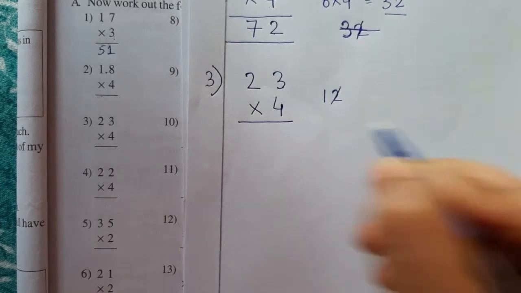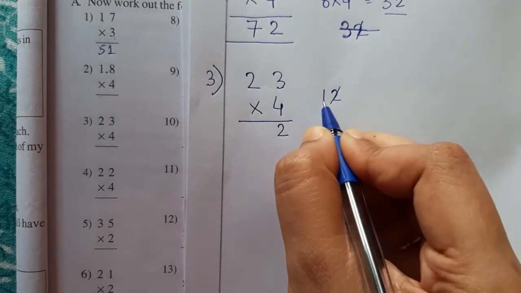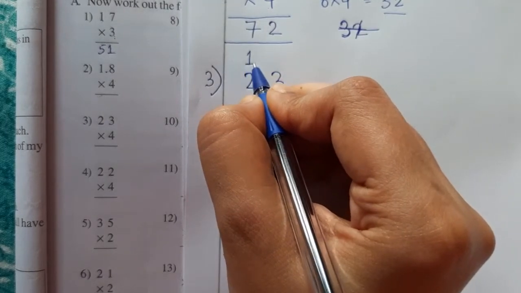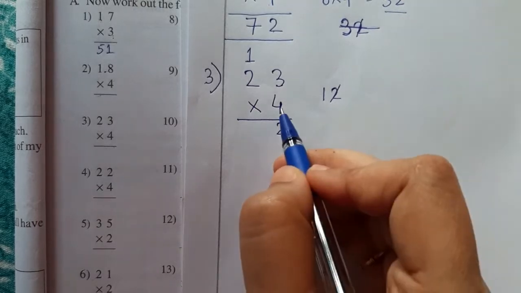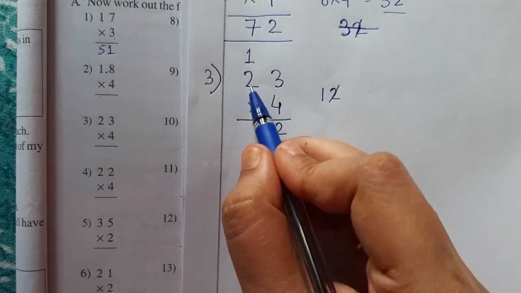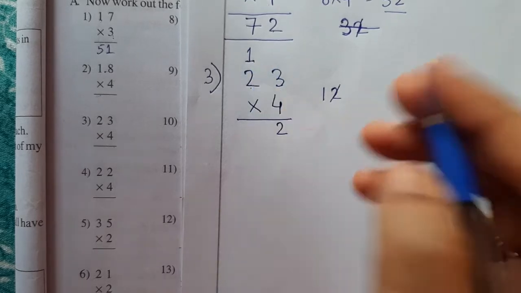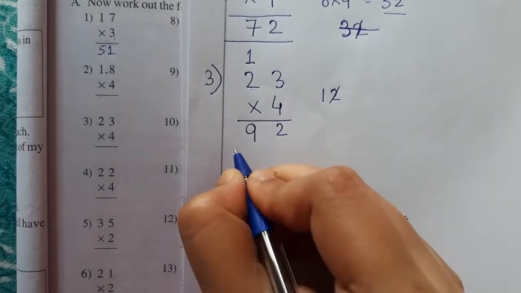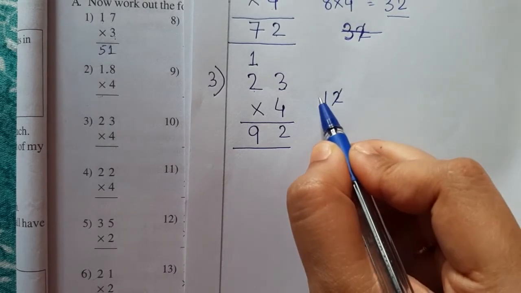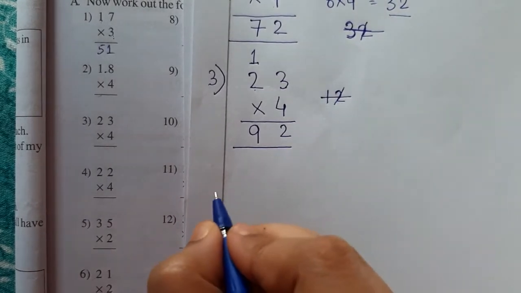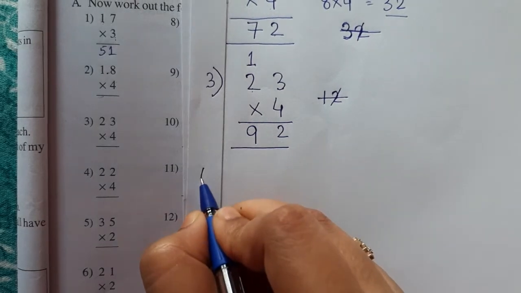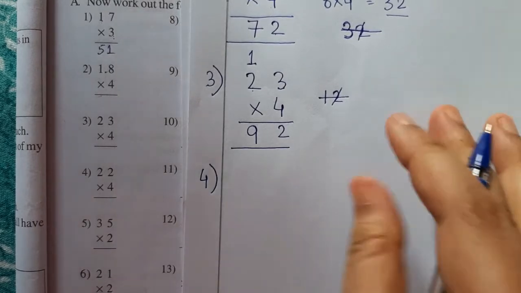Similarly, we are going to cut this 2 and write here. And what are we going to do with this one? We are going to carry it forward to here. So then 4 into 2 plus 1. 4 twos are 8. 8 plus 1, 9. See? So easy. We are done with this 12. So we are going to cut it. Okay. Very easy, isn't it? Now let's move on to question number 4.